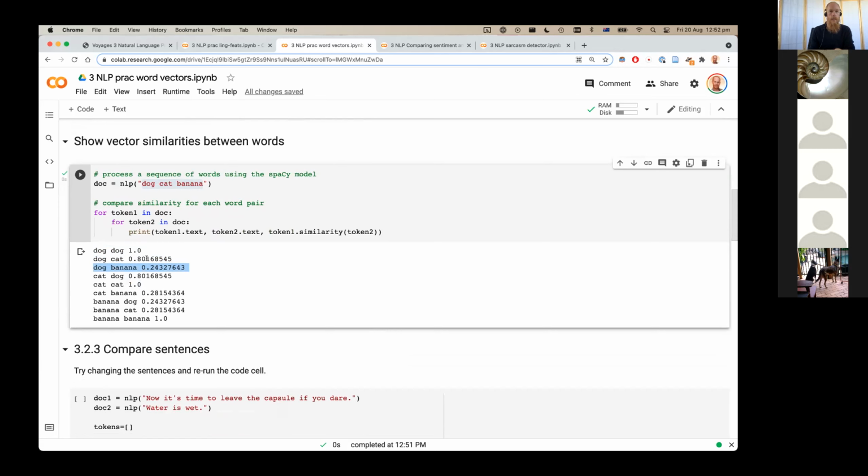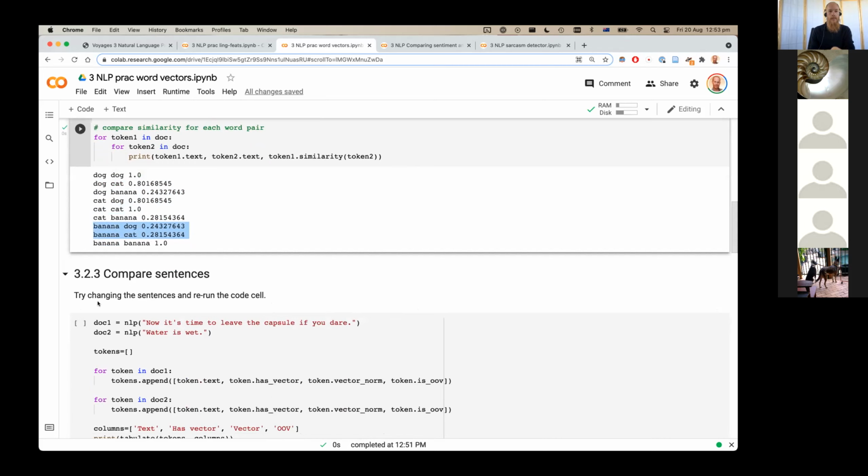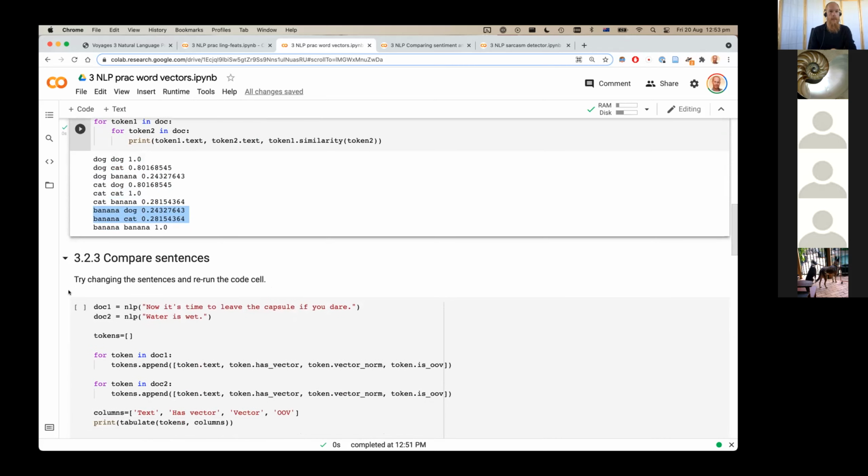So cat, dog, dog, cat. So dog, cat and cat, dog have the same similarity value. So the vectors are the same both ways. Cat and banana. Interesting that cats are more similar to bananas than dogs are. So that shows us there's something about the training data that suggests that cats are more like bananas than dogs are. But cats are more like dogs than cats are like bananas.